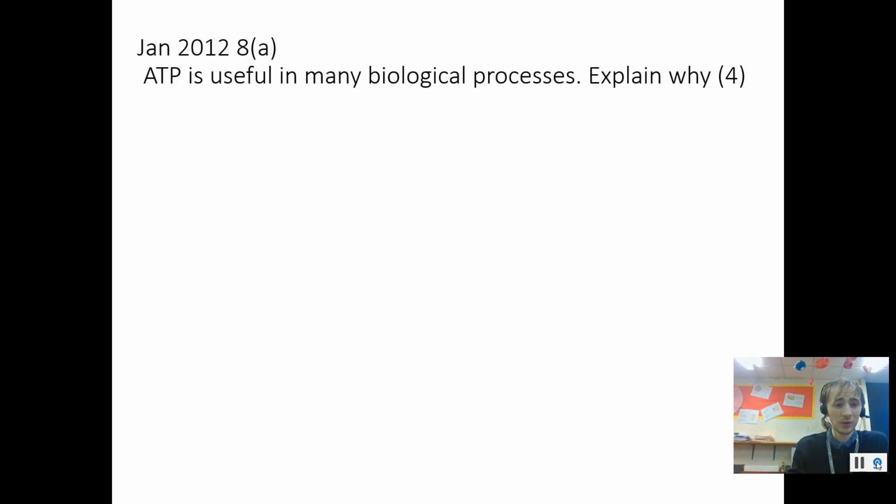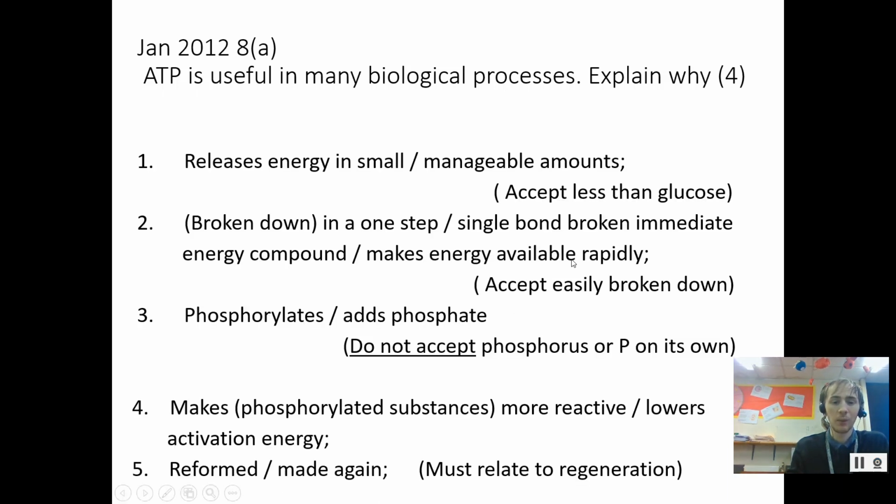Now, as far as the mark scheme goes, it focuses mainly on how ATP is used. So, it releases energy in small, manageable amounts. That's a really, really important fact about ATP. In fact, it's why it is useful. It's broken down in a single step, or a single bond broken, so it makes energy easily available. Well, that's also true and it's very useful.